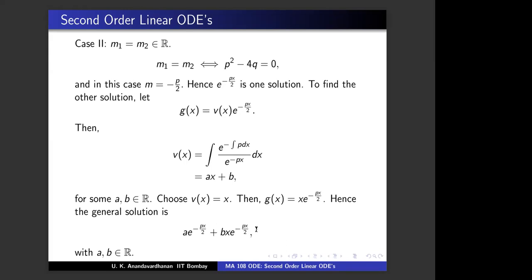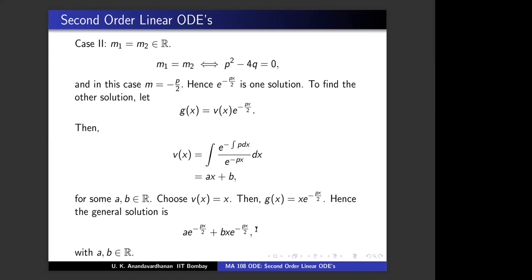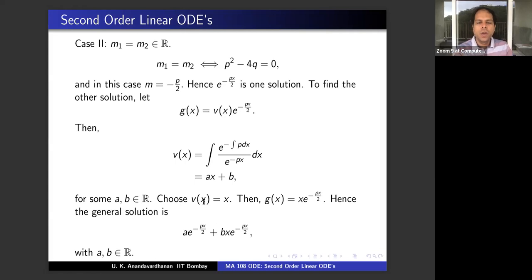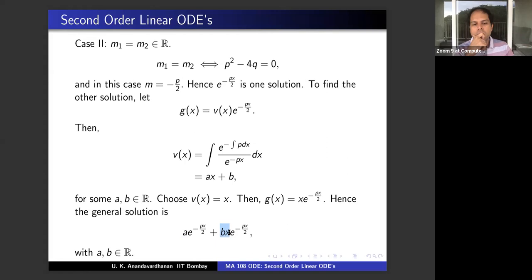Sir, I had one thing. If I combine these two, (a plus bx) times e power minus px by 2 is coming now. That is okay. Again, it is becoming this v(x) e power minus px by 2 part only. No. When you write general solution, only constants are allowed. x is not a constant. Yes, sir. I'm saying this again becomes like the g(x), no? That's okay, no? No. We are talking about general solution.